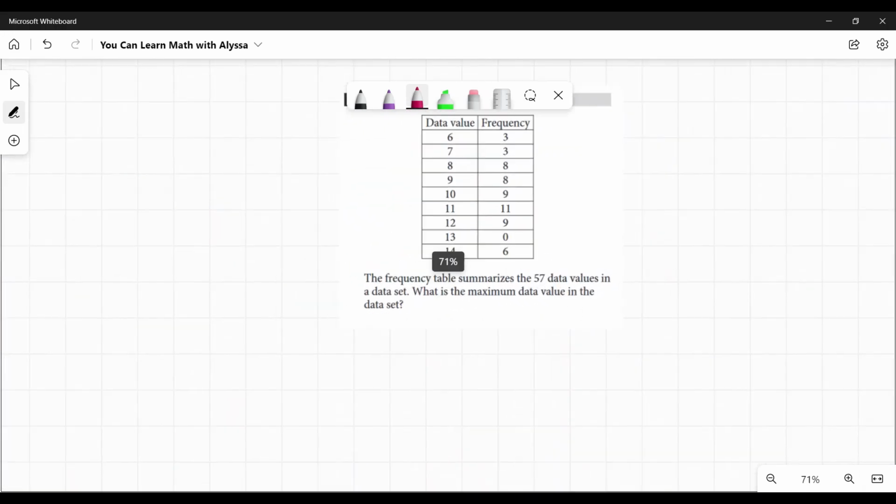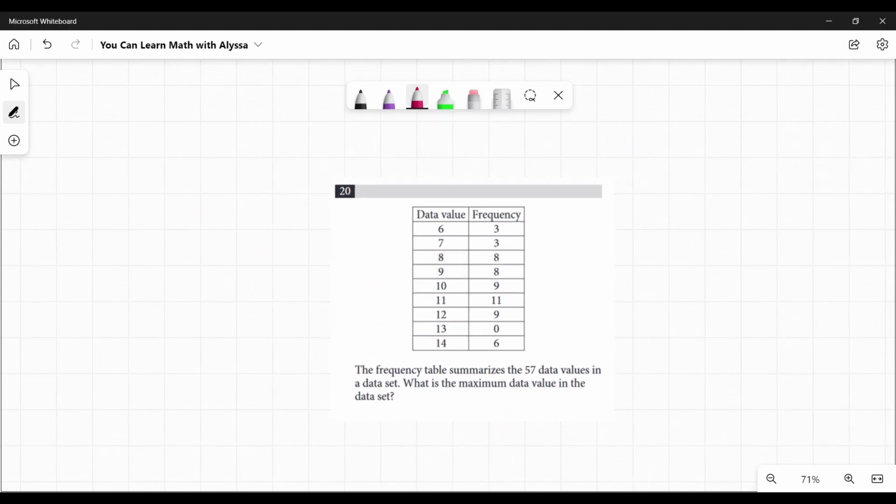Okay, on to 20. The frequency table summarizes the 57 data values in a data set. What is the maximum data value in the data set? So we're just looking here at the data value. The frequency doesn't matter in this case, as long as there is a value for it. What's the biggest number? They're just asking you what's the biggest number in that column, and it's 14.